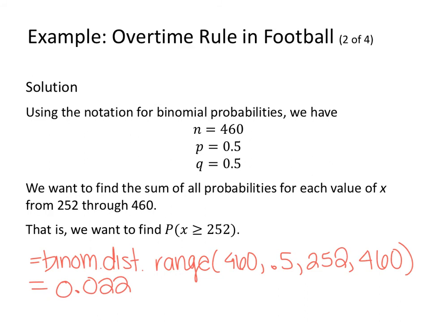Because it is such a small chance, that shows that it is unlikely that we would get 252 or more wins by chance. So if we rule out chance, then we're left with the more reasonable explanation that the team winning the coin toss has a better chance of winning the game.